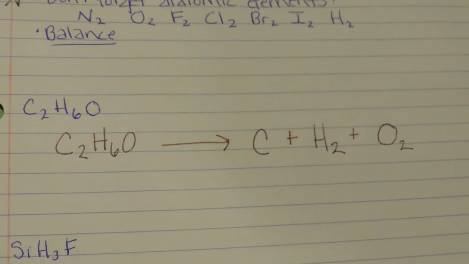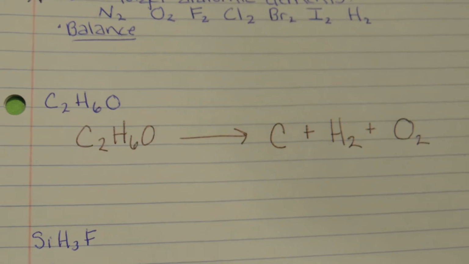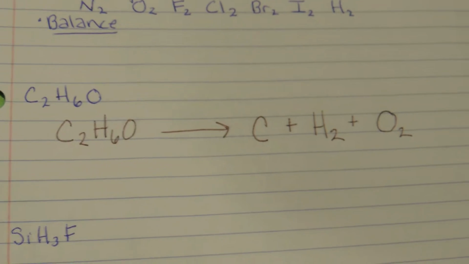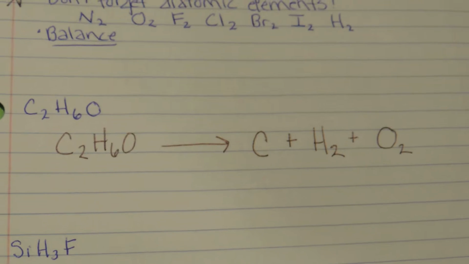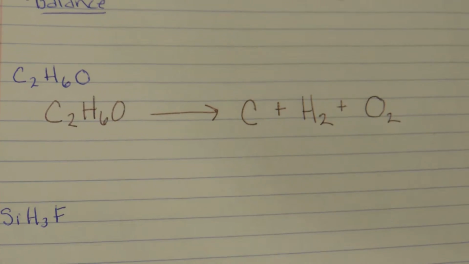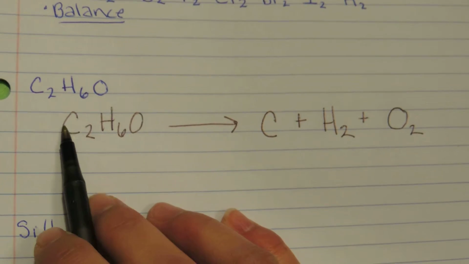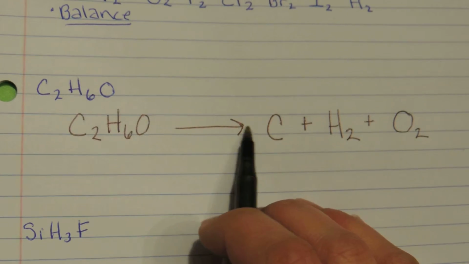Now my goal is to go back and balance. So this is good practice in balancing as well. Remember, pick one thing to start with, and I would always save H and O for last because they're usually the hardest. So I would start with C here. So I've got 2 C's here, 1 C here.